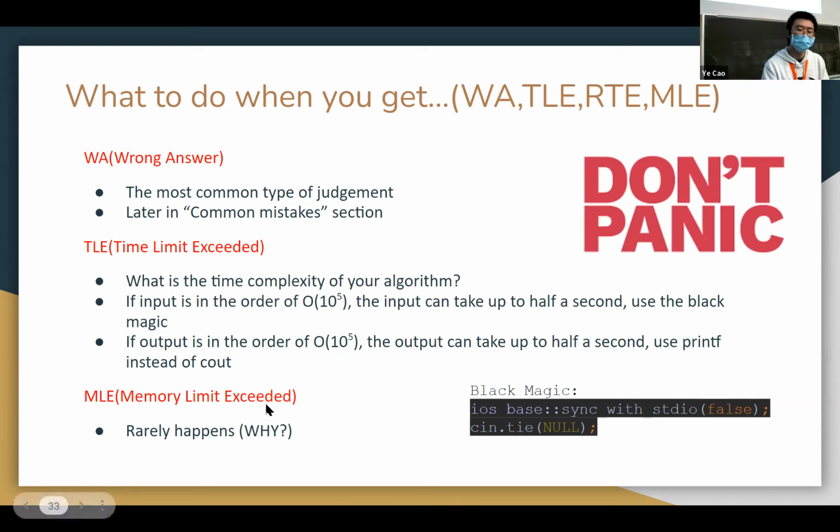Memory limit exceeded is also a type of judgment you might get. Personally, I would say it rarely happens. Does anyone of you know why that may be the case? Why does memory limit exceeded rarely happen? So the amount of memory you get in CP is generally pretty huge. Yes, that's the first reason. They are very generous in the memory they allow you.